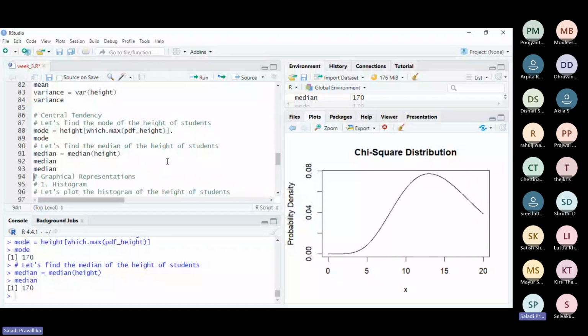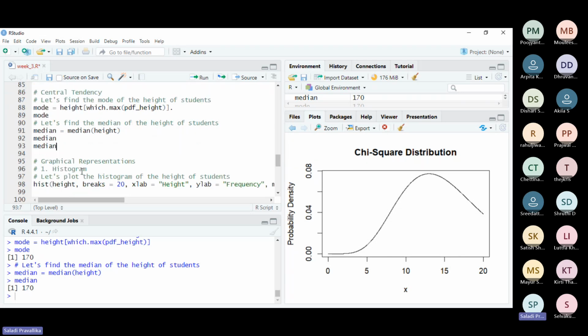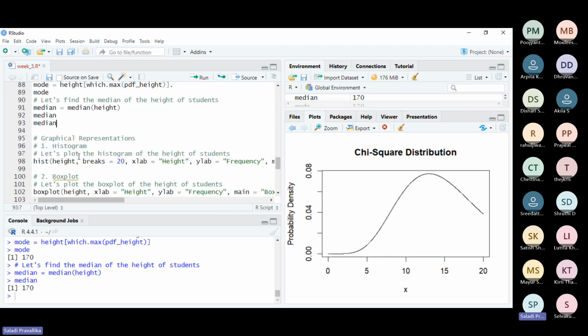Okay, for this one, because I'm taking a continuous value like from 140 to 200 with a difference of 1 for the height, I was getting the same values over and over. But you can change the data and try by yourself.